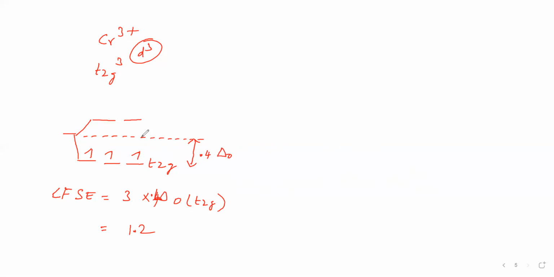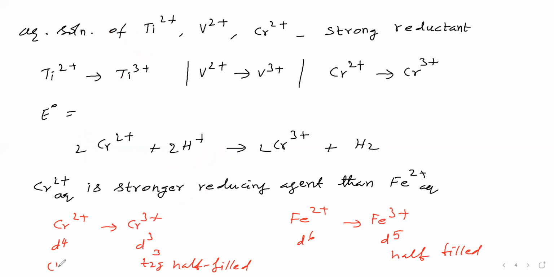This energy is less than the barycenter. Therefore, it is having more stability, so minus we have to give. So the crystal field stabilization energy is equal to minus 1.2 delta naught. For this case, we will see.